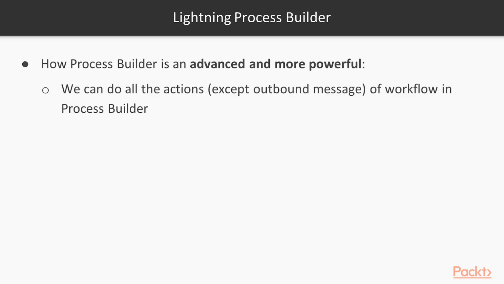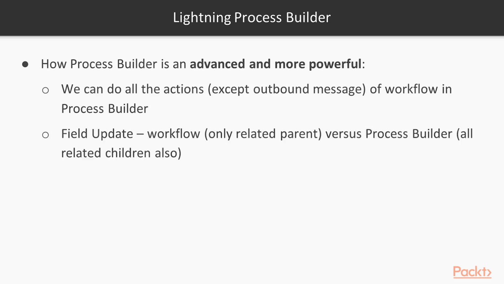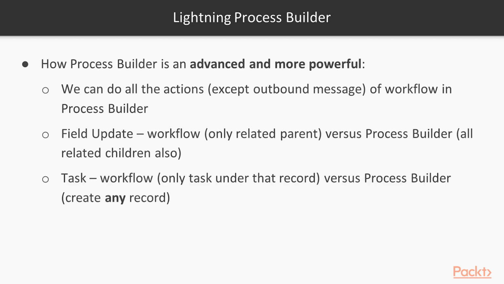We can do all the actions of workflow rules, of course, except outbound messaging. Then field update. Coming to workflow, you can update the same object's field or the related parent's field. Coming to the Process Builder, you can update the related children's field also. That is a very cool feature here. Then task. In workflow, only a task under that record. Coming to the Process Builder, you can create any record, not only the task record, any record.